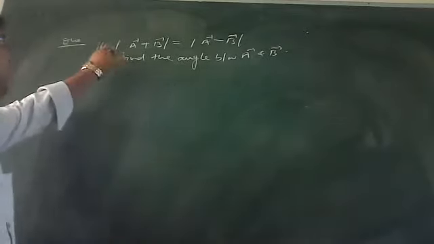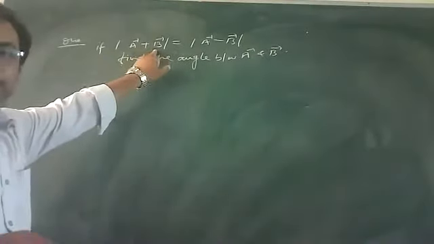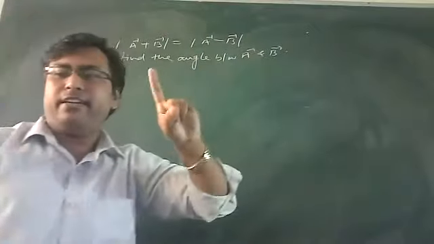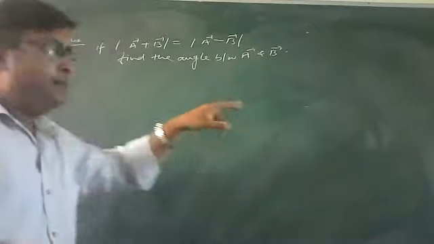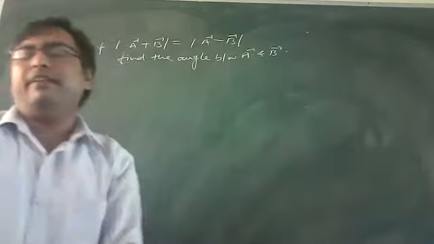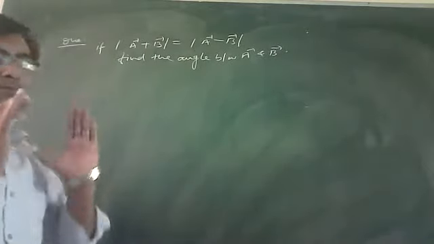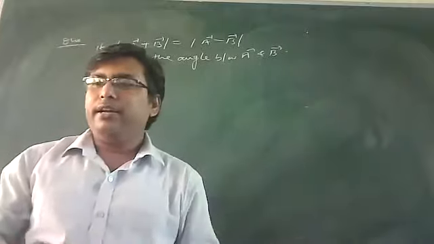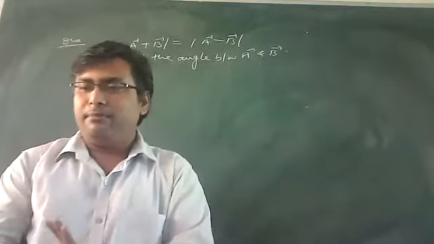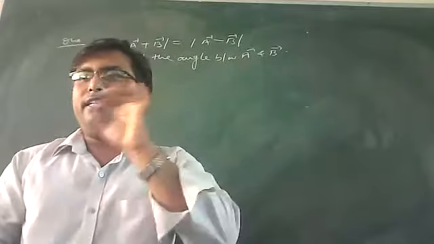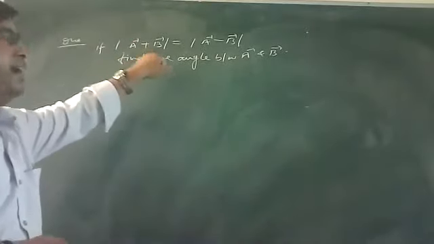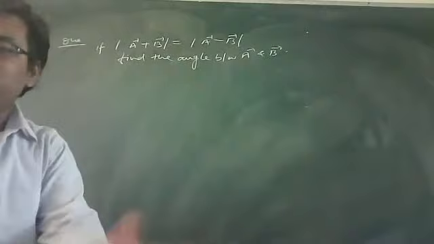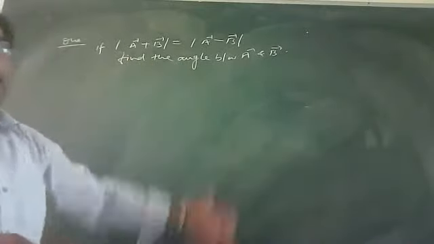Second question is, if modulus of a vector plus b vector is equal to modulus of a vector minus b vector, then find the angle between a vector and b vector. That means if two vectors are added or if two vectors are subtracted, in both conditions your resultant is the same. Then what should be the value of angle here? Answer will be theta is equal to 90 degree.